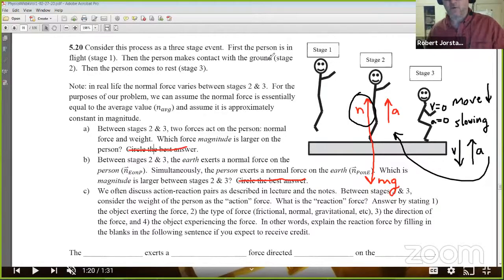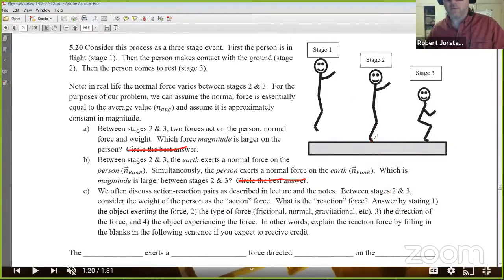Very good. Or said another way, if we put a scale under here, the scale reading does not always match the weight of the person. When you jump on a scale, first you'll see a big spike in the scale reading, and then it will gradually equilibrate to your weight.